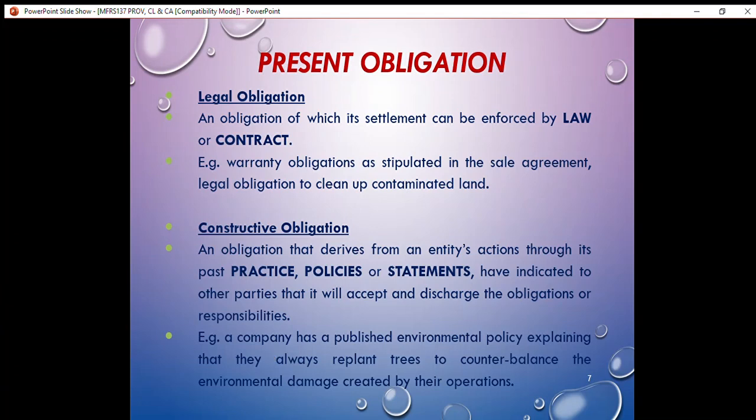So here, even though it is not required by the law, the company still has a present obligation since the company has a published policy to replant the trees, or it has been the company's practice for so long to replant the trees after it has locked off a certain area.